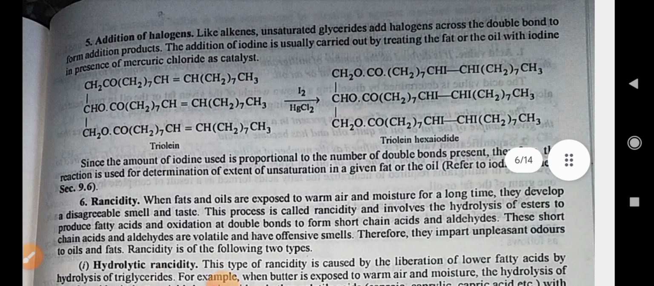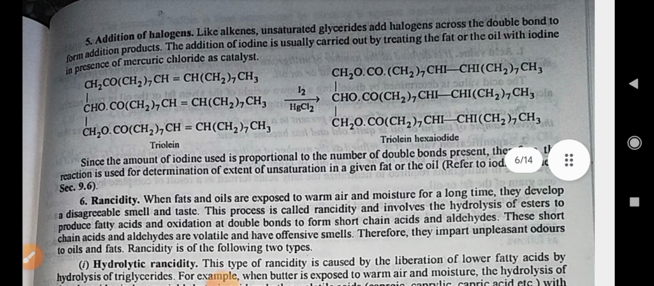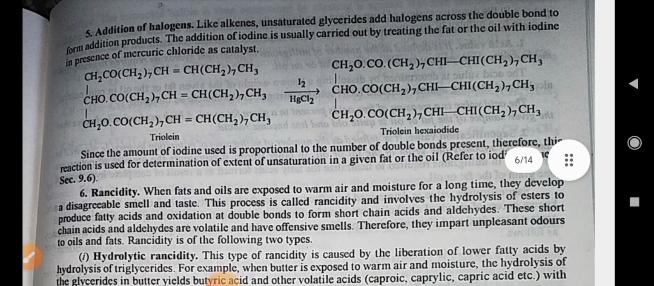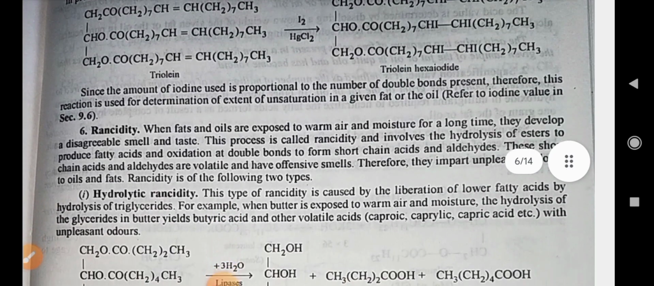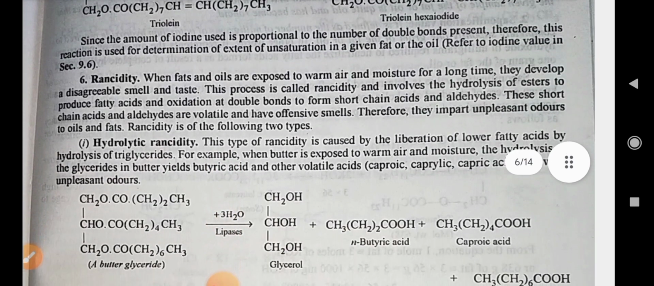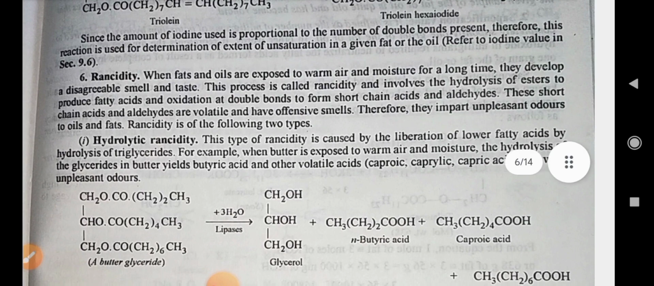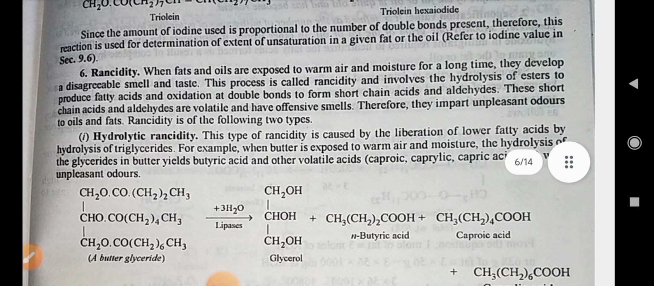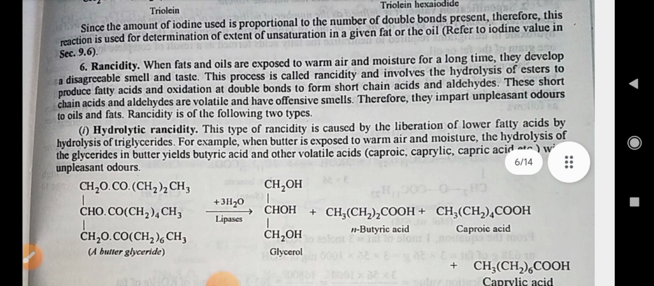The addition of iodine is usually carried out by treating the fat or the oil with iodine in the presence of mercuric chloride as a catalyst. Since the amount of iodine used is proportional to the number of double bonds present, this reaction is used for determination of the extent of unsaturation in a given fat or oil.